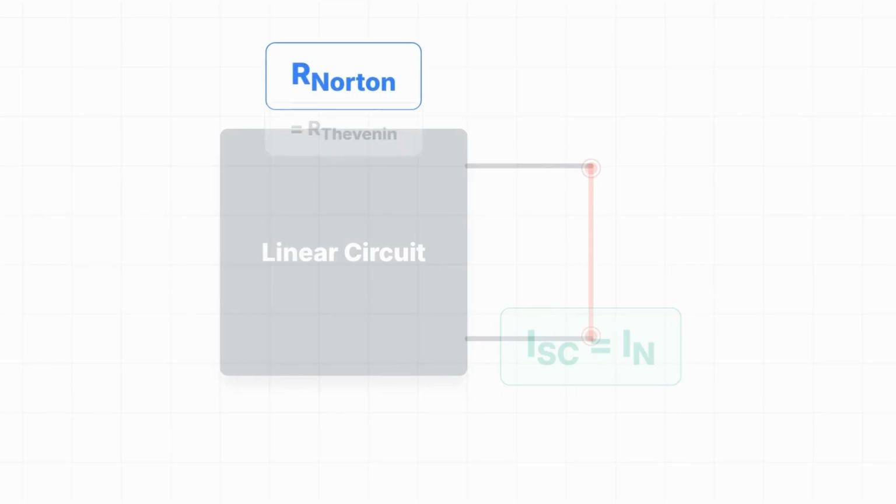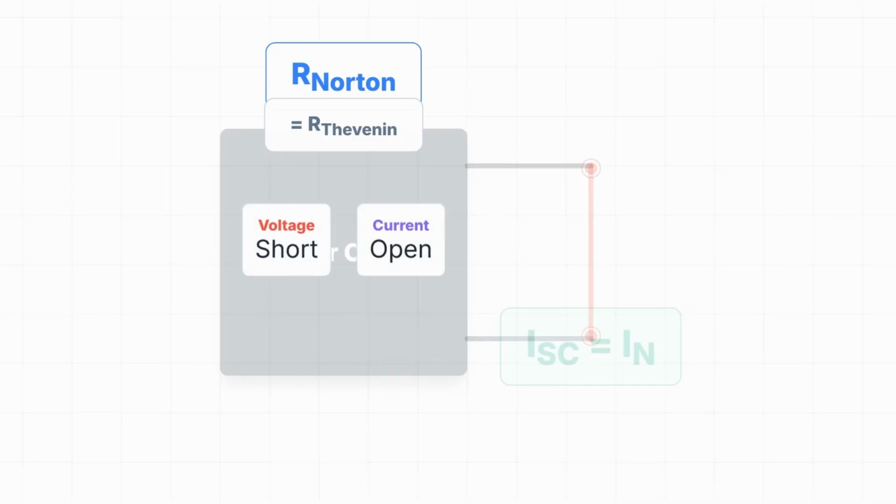Let's define our two new best friends. Parameter 1, I Norton, the Norton current. This is the current that flows through the terminals if you short them together. We call this the short circuit current, or ISC. I Norton equals ISC. This represents the maximum current the circuit can push.